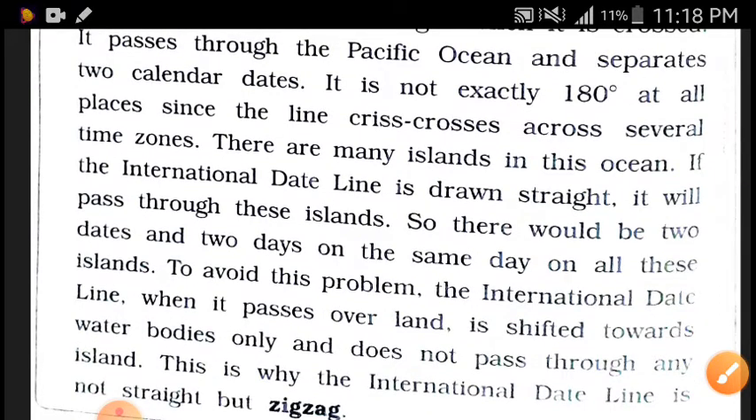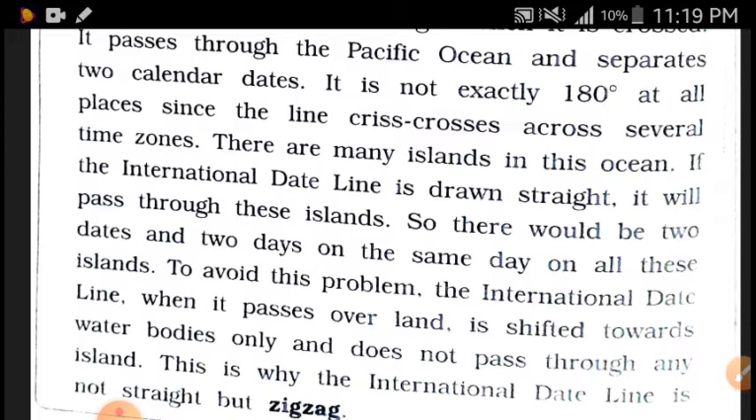There are many islands in this ocean. If the international date line is drawn straight, it will pass through these islands. So there would be 2 dates and 2 days on the same island. To avoid this problem, when the international date line passes over land, it is shifted towards the water bodies only and does not pass through any island.